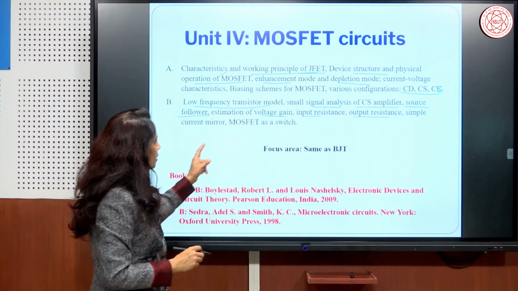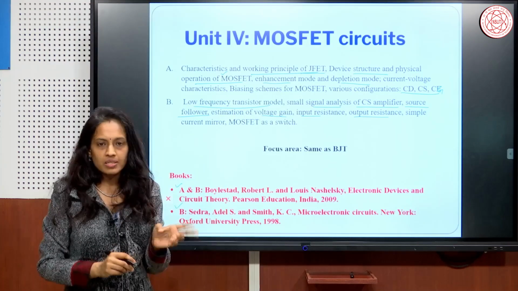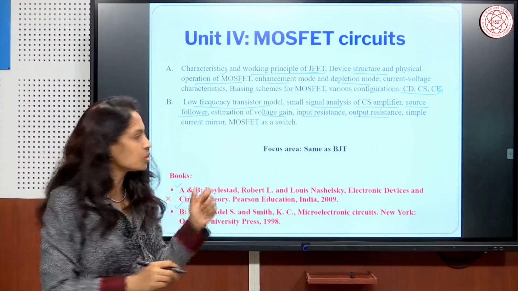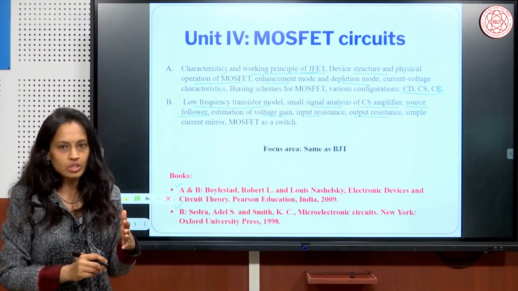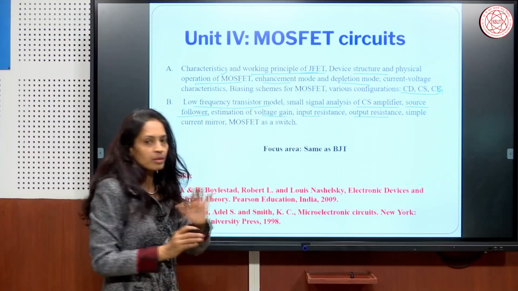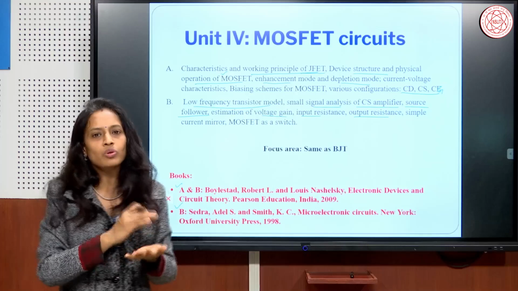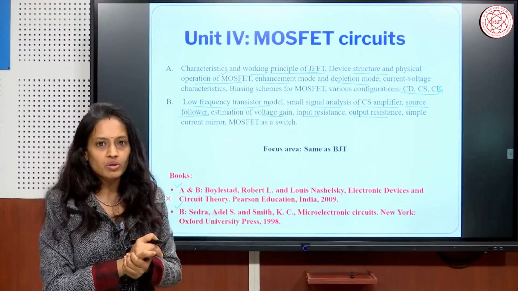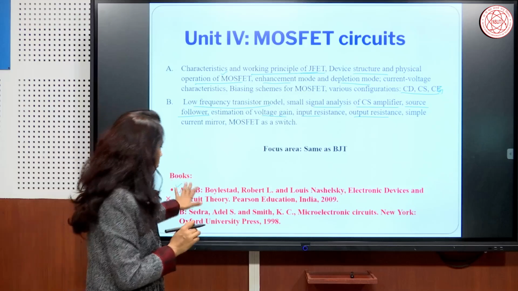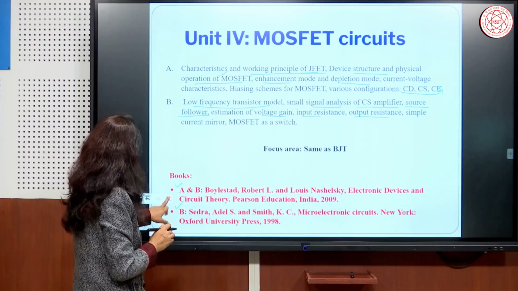Then simple current mirror, MOSFET as a switch. Just like your BJT, your MOSFET can also be used in current mirror configuration, and similarly it can be used as a switch. So all the topics here approximately match your BJT, both being transistors, both having their own advantages and disadvantages. So you should be knowing all these topics in a similar fashion.